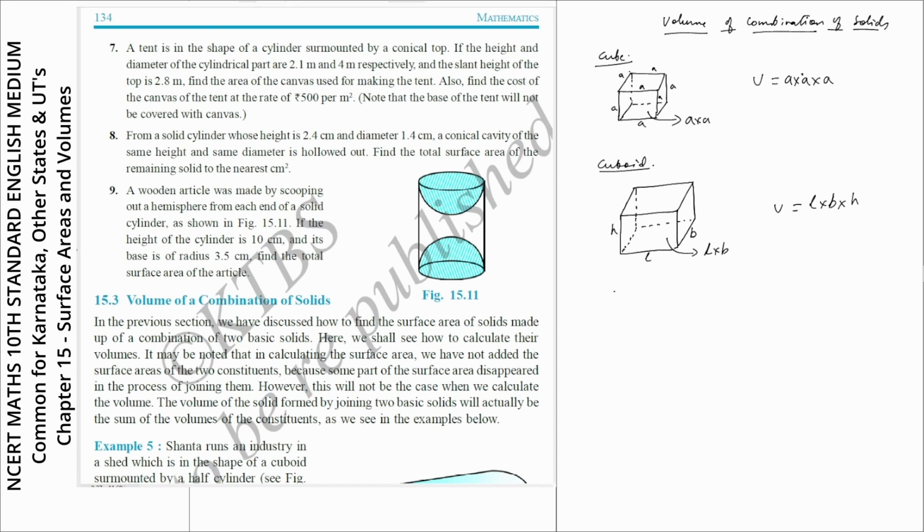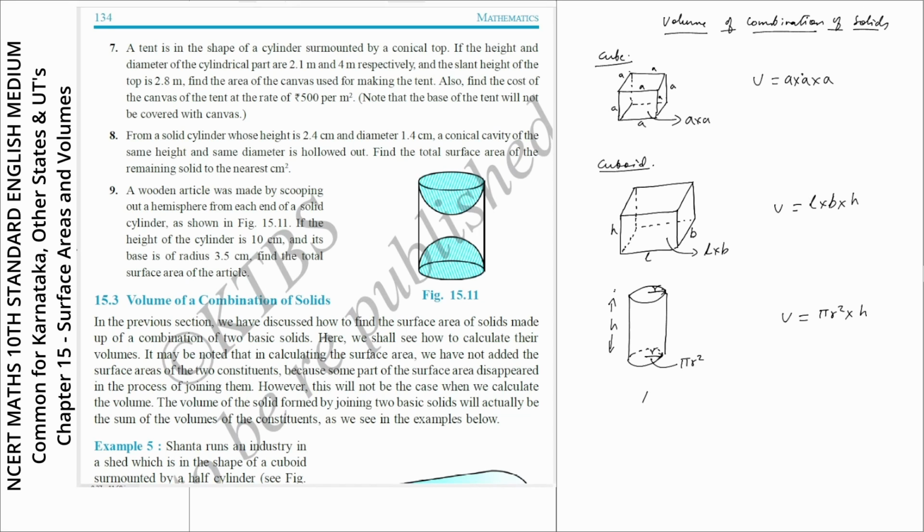Now similarly, what is the volume of a cylinder? The cylinder is like this. This is the invisible edge, h is the height and r is the radius. What is the area of the base? The area of the base is the area of the circle, pi r square. Now if I multiply the height also, it gives the volume. So the volume of a cylinder is pi r square into h.